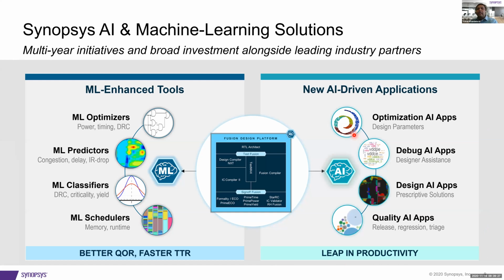Okay, changing gears, I want to talk a little bit about what we've been doing at Synopsys. At Synopsys, we've had multiple years of investment in both ML in the tool and ML around the tool. ML in the tool really means that, generally speaking, we target PPA and try to improve convergence and runtime. We see opportunities for ML in optimization, in prediction, to use as classifiers, to use as schedulers.